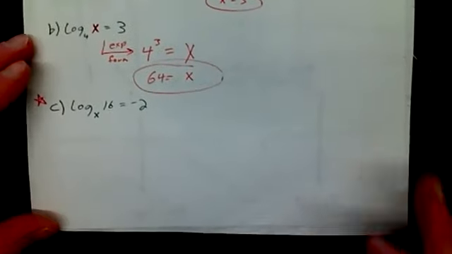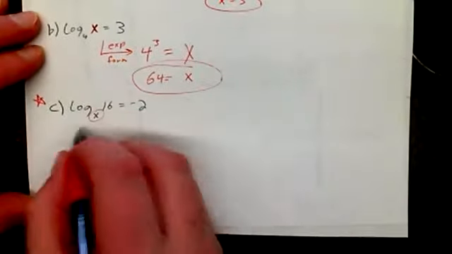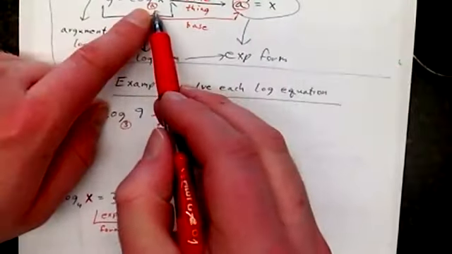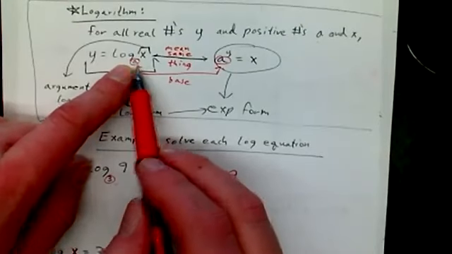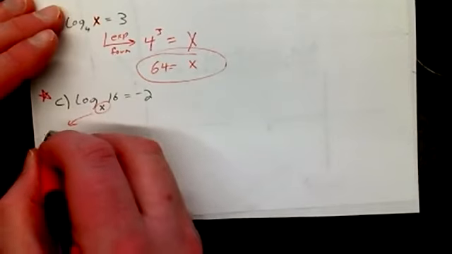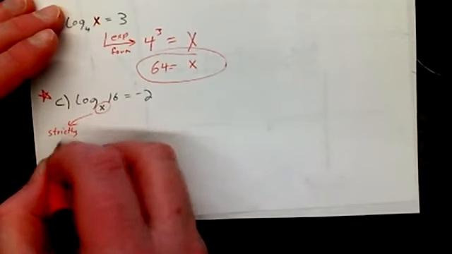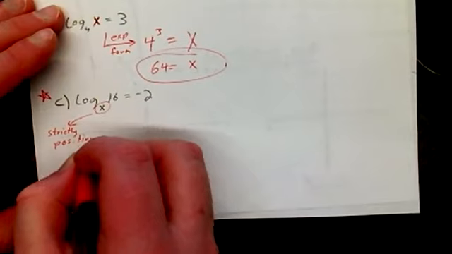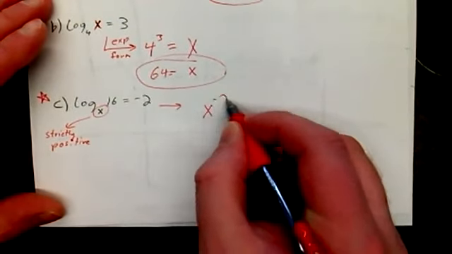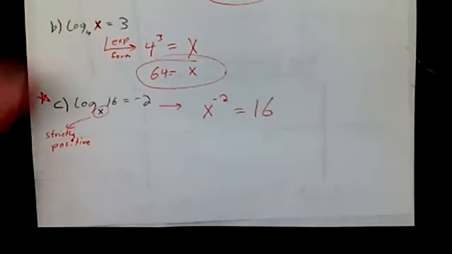What about here? Log base x of 16 equals negative 2. Okay, now it's in the base. So there's one thing I want to point out before we start. This x, as we said here, the base right here, has to be positive. So here, it should be strictly positive. Okay, that's what we should get. Let's do the same thing. So x to the negative 2 is equal to 16.